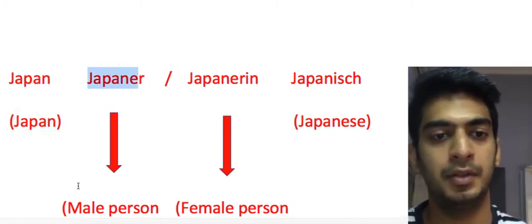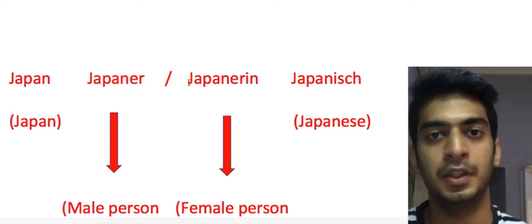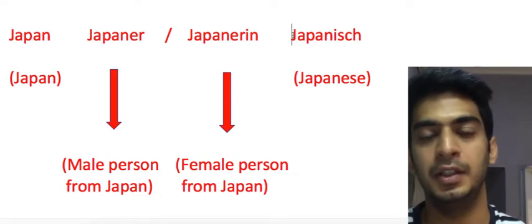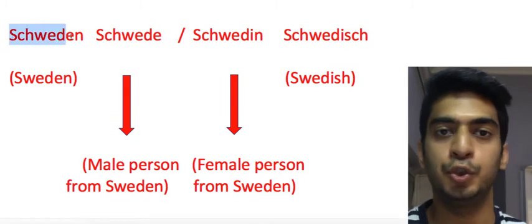Japan means Japan. Japaner, male person from Japan. Japanerin, female person from Japan. Then Japanisch, Japanese language.